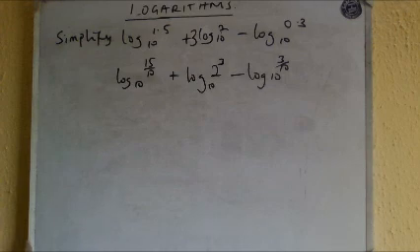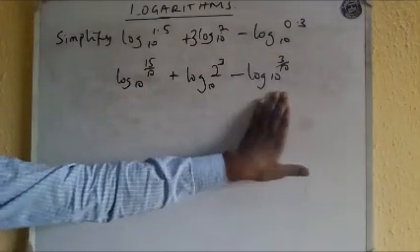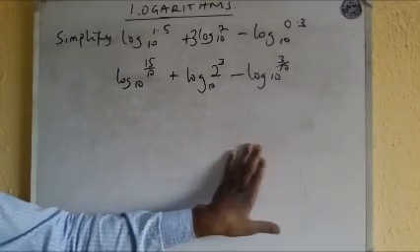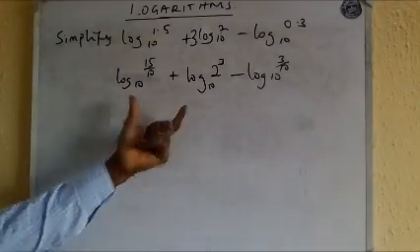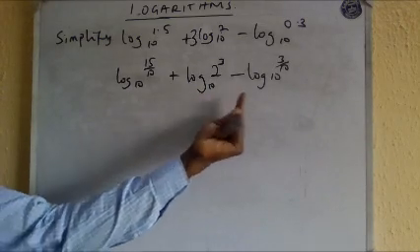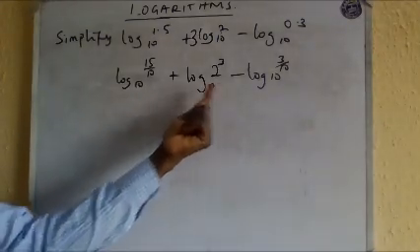Now, in this one, I have everything in the same base. Log 10, log 10, log 10. Or log to base 10. So what I will do is apply the product rule here and the quotient rule here. This and this is times. This and this is division.